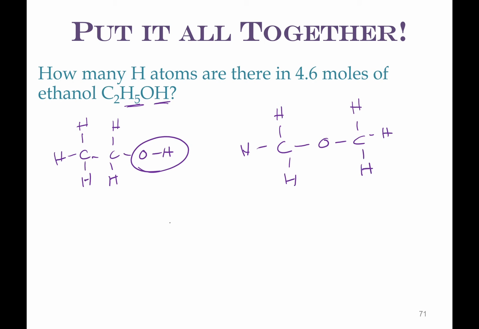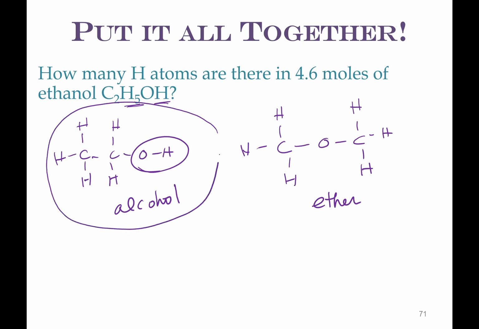But they both have the same formula, but these are not the same functional group. This is called an ether, and this is an alcohol. So they have different properties. So they write it that way so you know you're talking about this molecule and not this one.